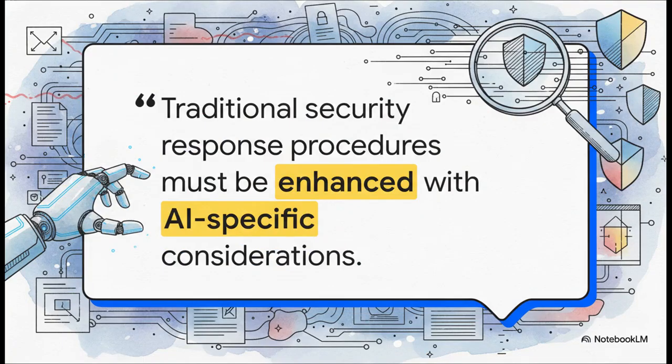This quote right here just says it all. Your old security playbooks, they're not going to cut it anymore. They're just not enough. You have to develop new procedures for AI-specific problems. What's the plan if Copilot starts leaking sensitive data? What do you do if you think you're under a prompt injection attack? You need to have those answers figured out before it happens, not during.